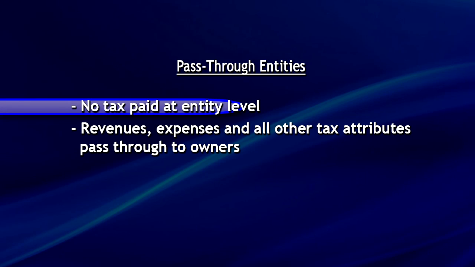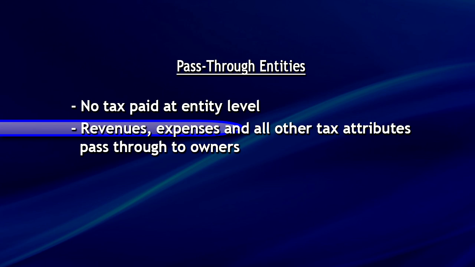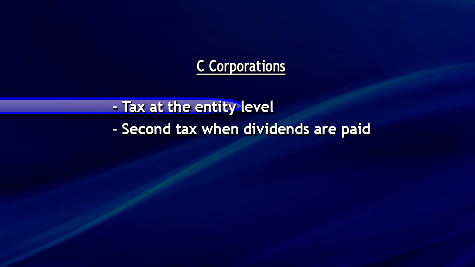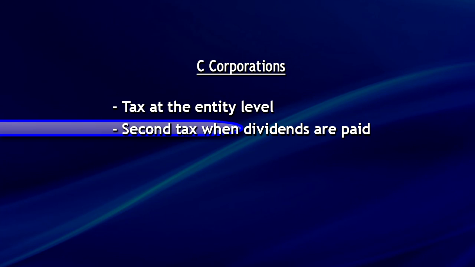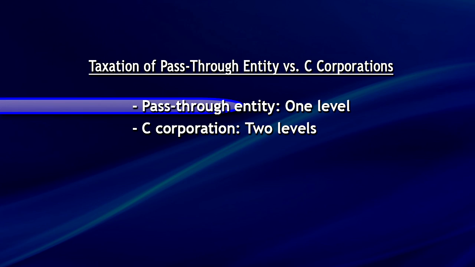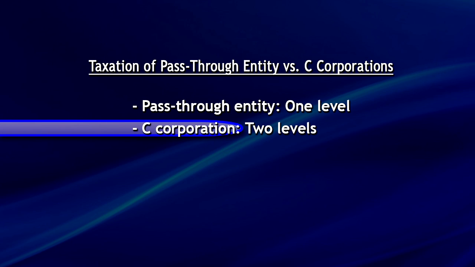What it is, it's the type of company where there's no income tax paid at the entity level. Rather, the revenues, expenses, and all of the other tax attributes pass through to the owners. That contrasts with a C corporation. Public companies are typically C corporations, where there is a tax at the entity level. And there's a second tax when dividends are paid out of the company and received by the shareholders. So with a pass-through entity, there's one level of taxation at the owner level. With a C corporation, you have two.